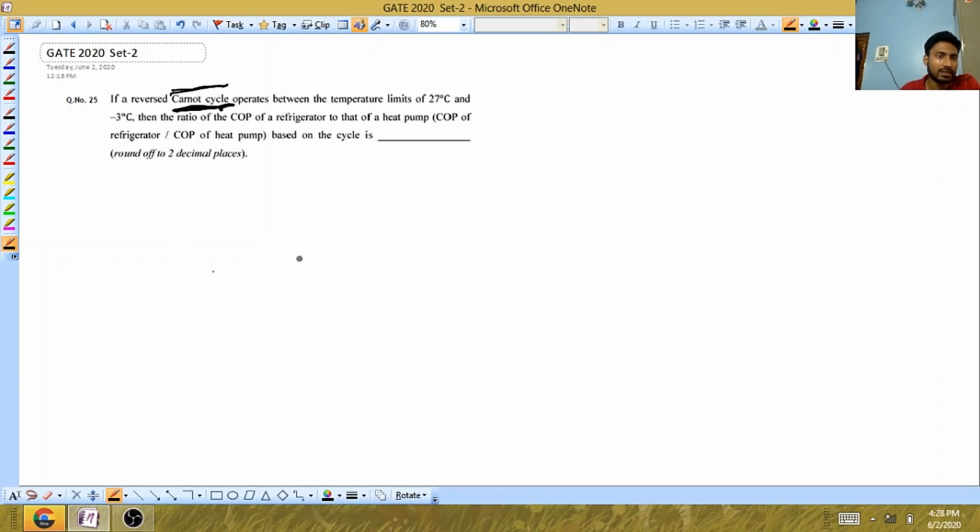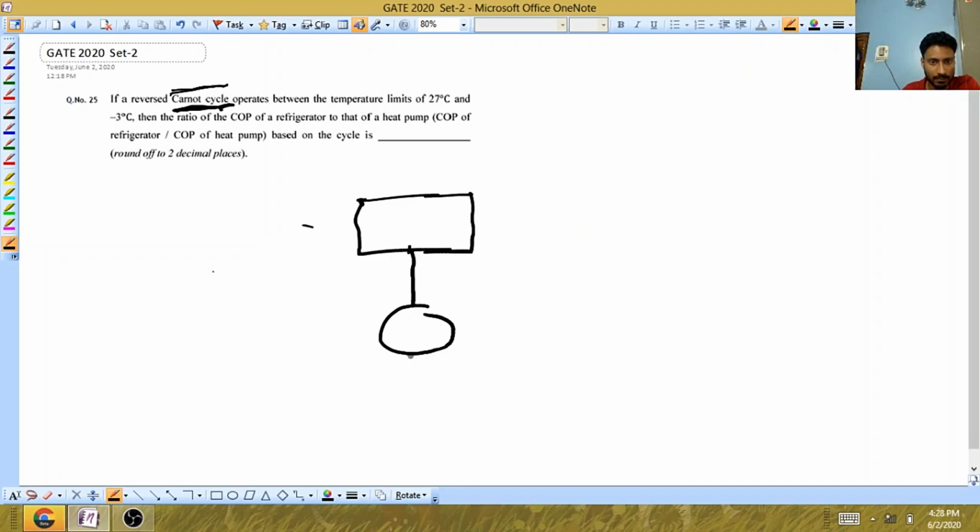But they are saying it is a reverse Carnot cycle. So a reverse Carnot cycle will consume work. It will not produce work, it will consume work. So let us draw the simple thing. If it is going to consume work, it may work as a refrigerator or heat pump. So it is consuming work, so I am writing W in.